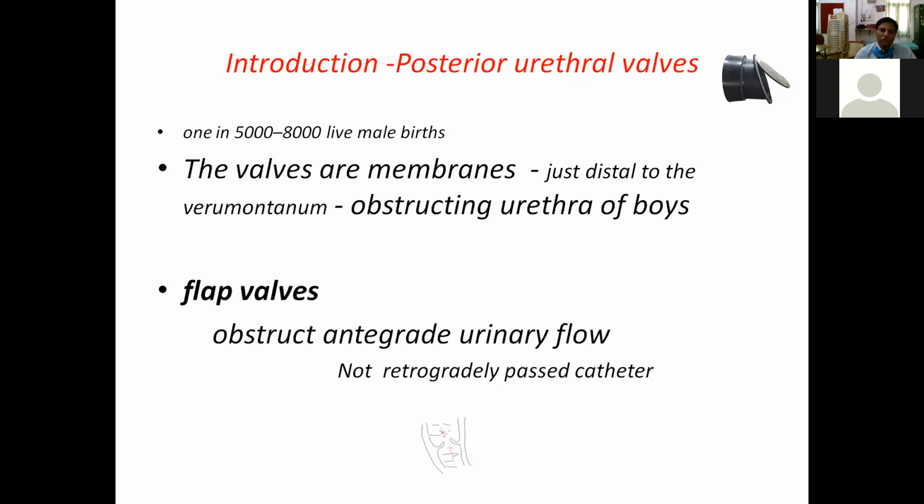But here, these particular valves act in a reverse way. They cause obstruction to the urinary flow from the prostatic urethra into the membranous urethra. But in a reverse direction, if you inject fluid, or if you inject xylocaine, or if you pass a catheter into the urethra, it will easily go. They do not obstruct the retrograde passage of the fluid or the instrument, but they will obstruct the antegrade urinary flow. That is the importance of these valves.